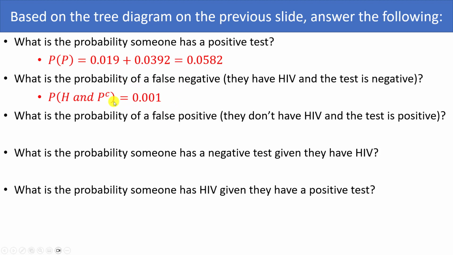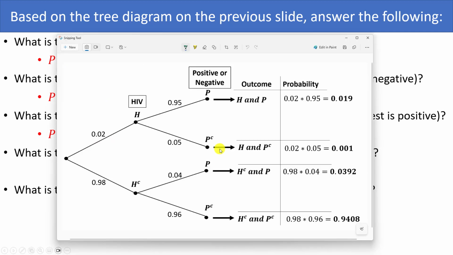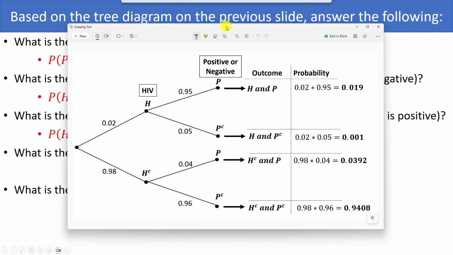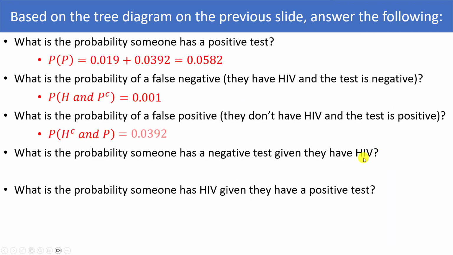Some of these questions are going to be right from the tree, and a few of the other ones, like the first one here, you might have to do some calculations. The next one says, what is the probability of a false positive? They don't have HIV and the test is positive. So that would be they don't have HIV, H complement, and the test is positive. So then we would look back at our tree here, H complement and P. Here's H complement and P. Well, it's another one that we have on the tree. It's 0.0392.